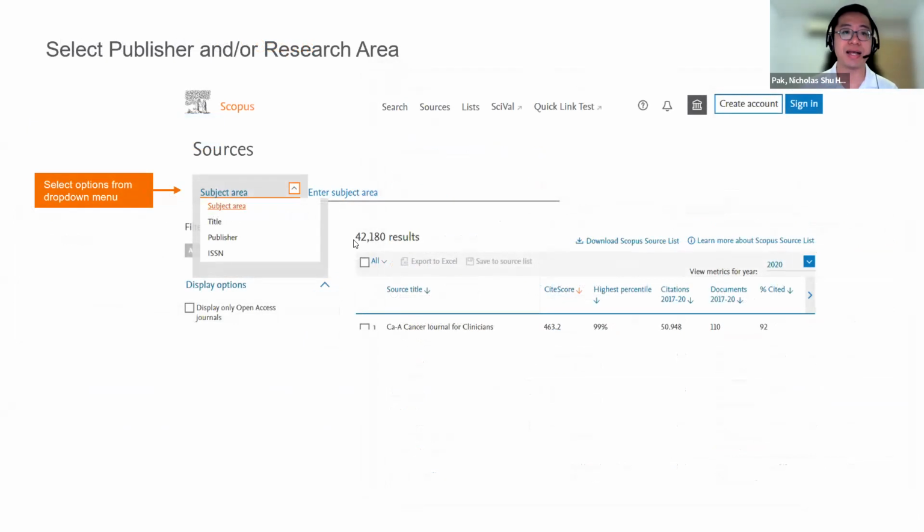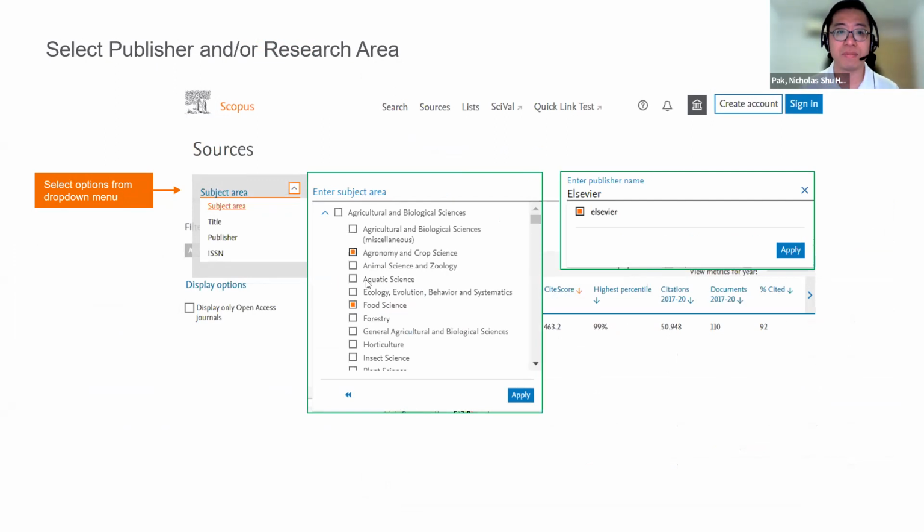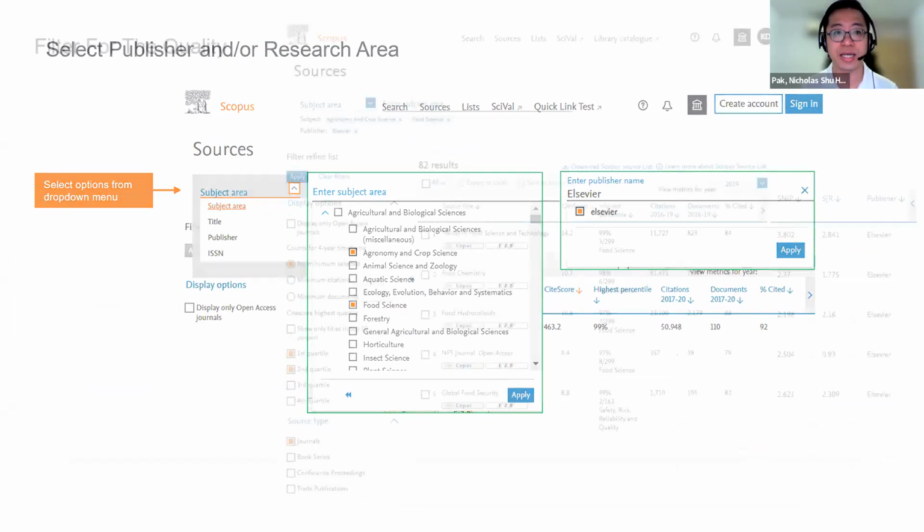You can select it by publisher, by title, if you're familiar with it, or a subject area. And within the subject area, there's also a sub-subject area that you can choose from too. So maybe you want to look for, say, a sub-subject area. You can also choose then to add in an additional filter from Elsevier, and you can apply all this. And then this is something that you can also take a look at.